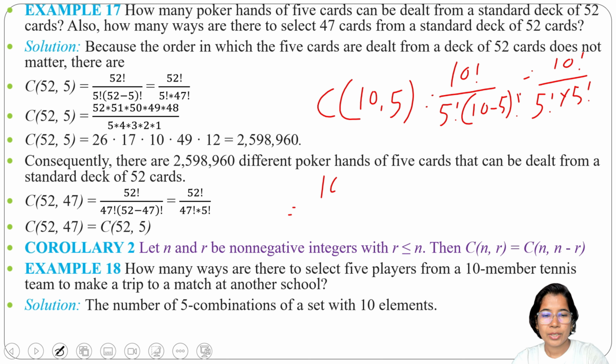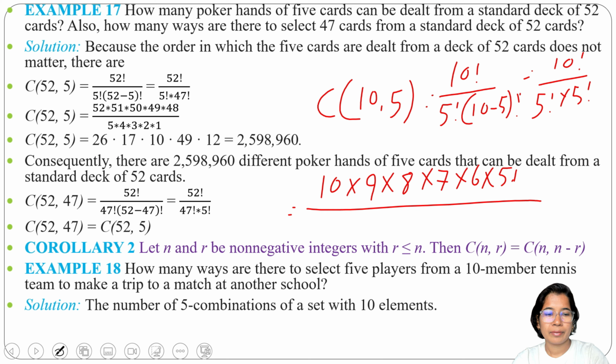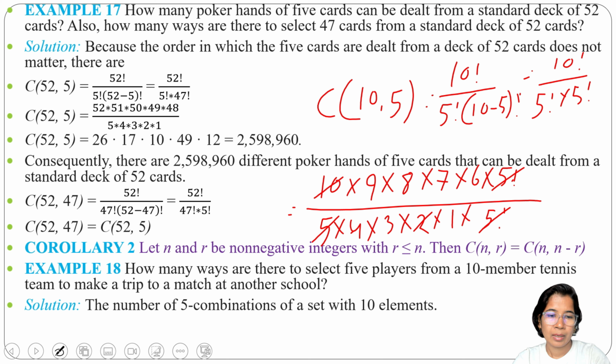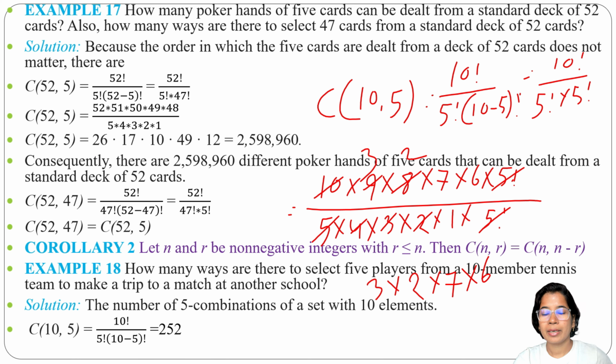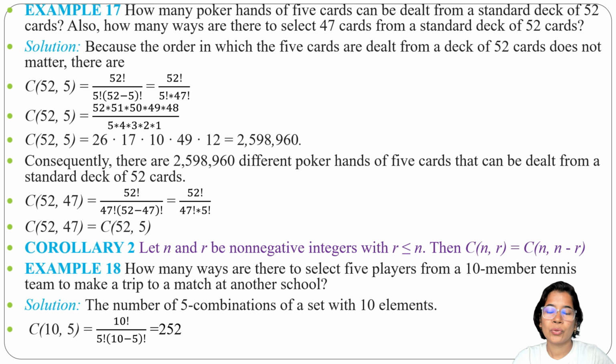After simplification we'll get 10 times 9 times 8 times 7 times 6 times 5 factorial divided by 5 times 4 times 3 times 2 times 1 times 5 factorial. Now simplify: 5 times 2 will be cancelled with 10, 4 with 8 gives 2, and 3 with 9 gives 3. So 3 times 2 times 7 times 6 is 252. 252 ways we can choose 5 players from 10 members.